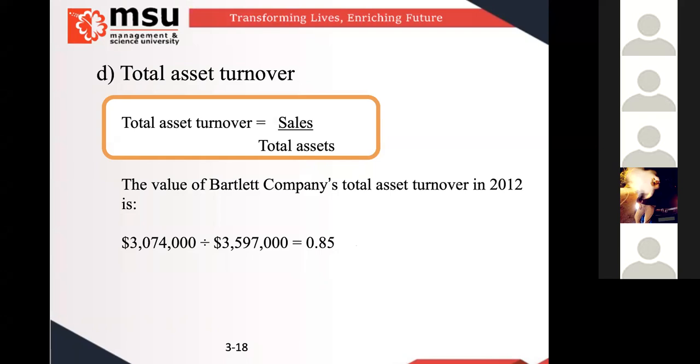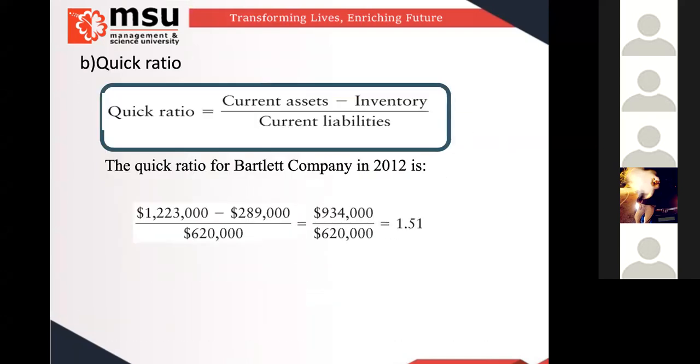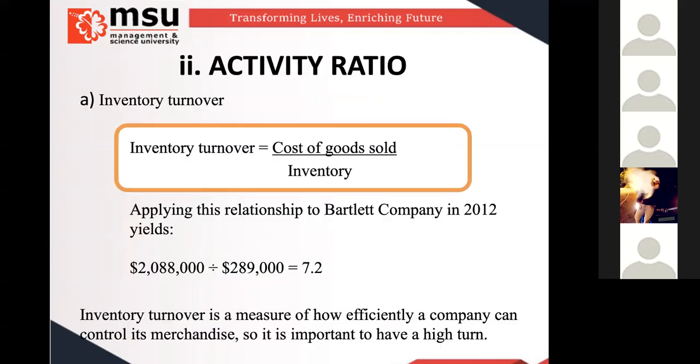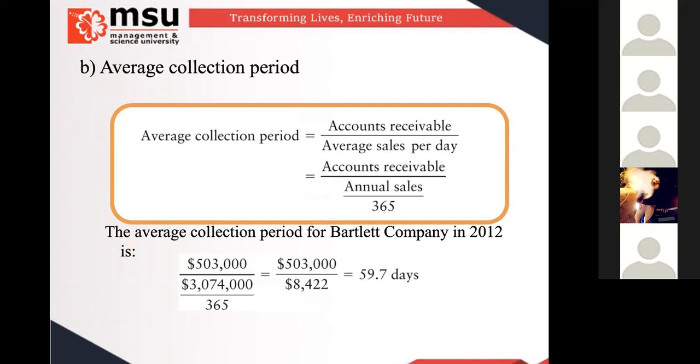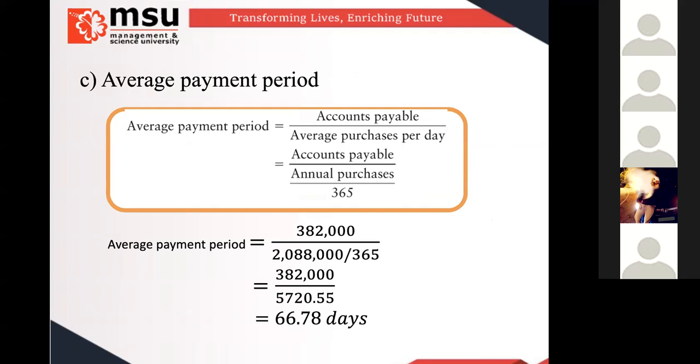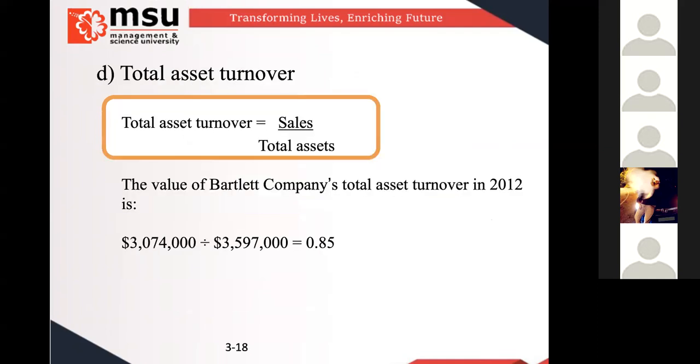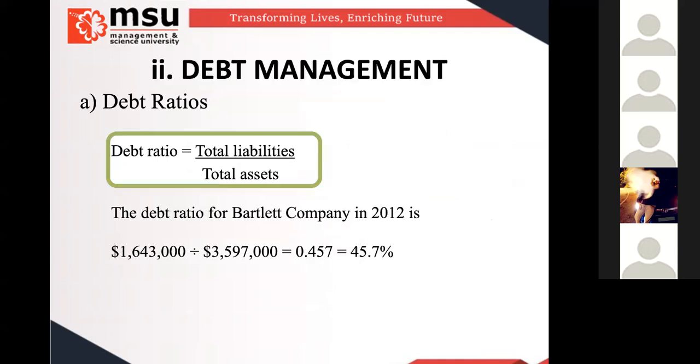All right, so there are only 4 ratios under activity ratio. The first one is inventory turnover. We want to look into the inventory management. Second is average collection period, how fast the company is able to collect cash from their clients. Third, we want to see the average payment period, how fast the company pays their suppliers. And the last one is how effective the asset is in generating sales. So there are four ratios under the activity ratio category.